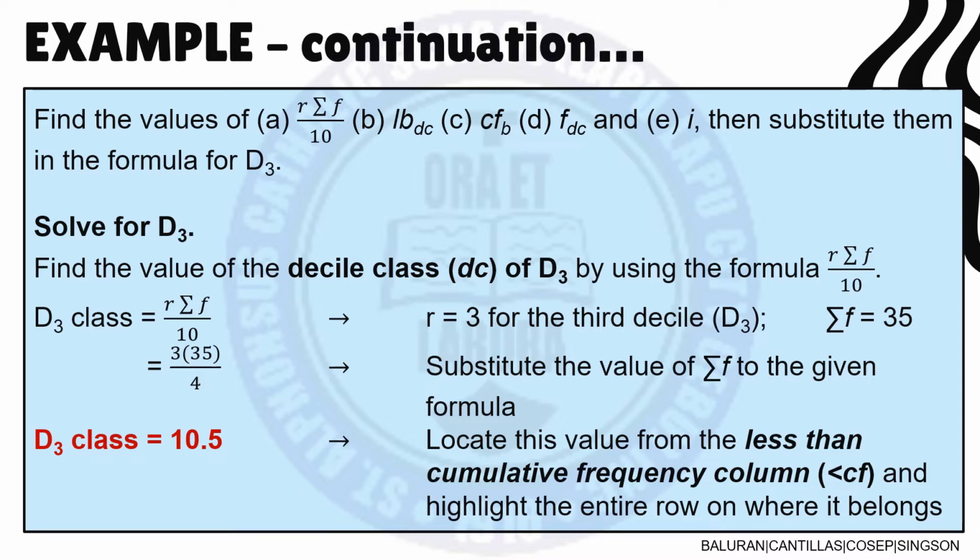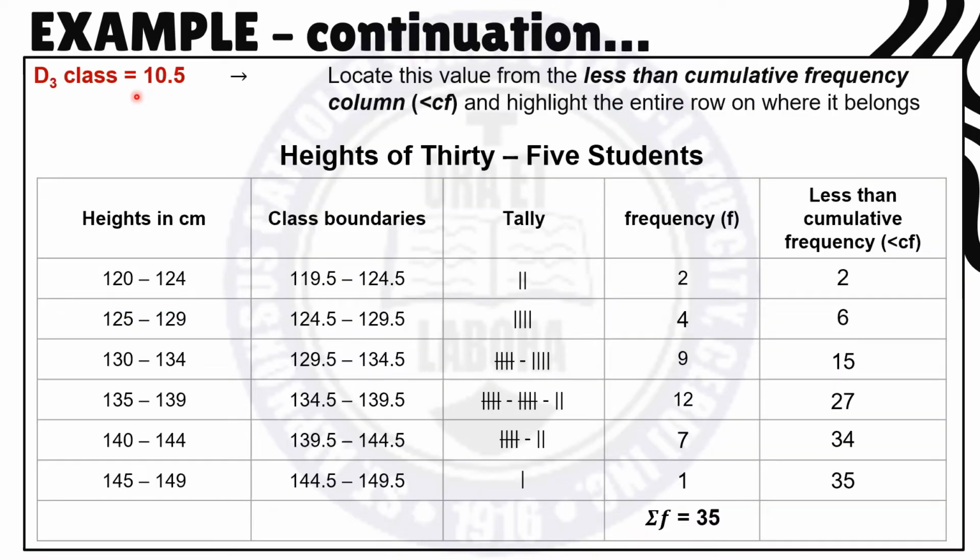We will locate this value from the less than cumulative frequency column and highlight the entire row on where it belongs. Since we already have the value of our D sub 3 class, which is equal to 10.5, we will locate this one from our less than cumulative frequency column. So, where to locate 10.5? Let us take note of the following.